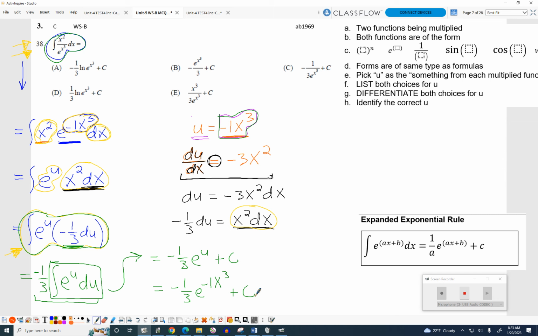Last thing they did is they wrote that a little differently. They said, oh okay, so this is negative 1/3 multiplied by 1 over e raised to the x cubed. And we have found our answer. That's the antiderivative.